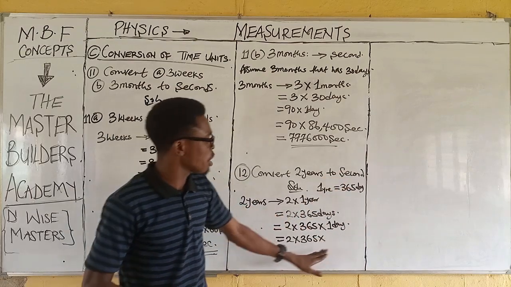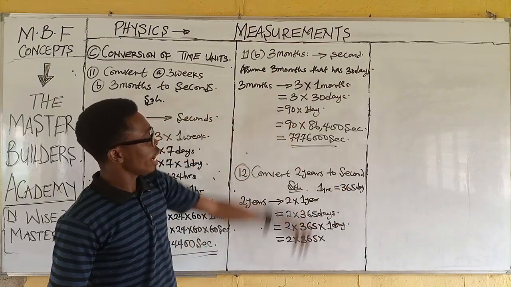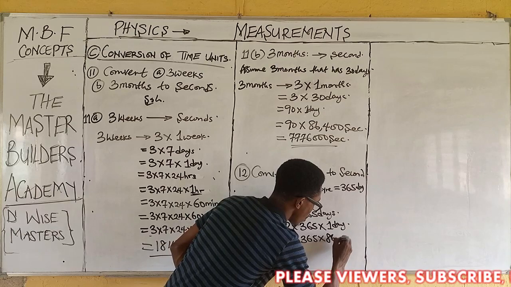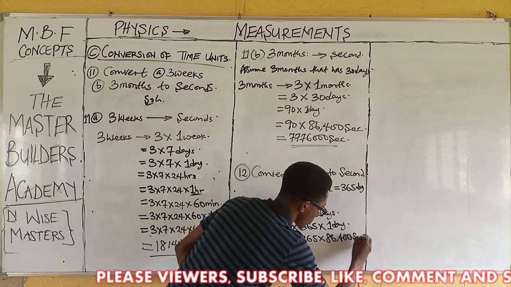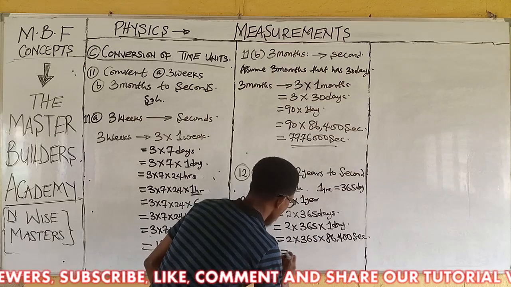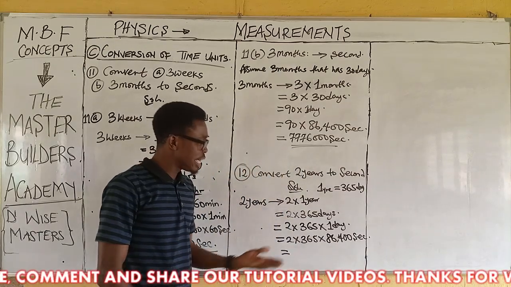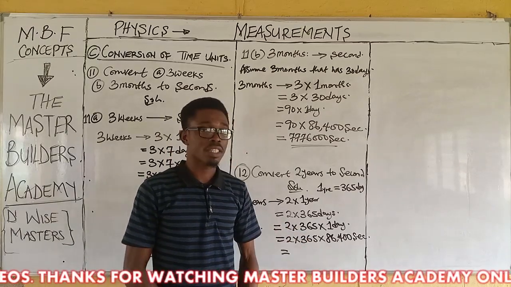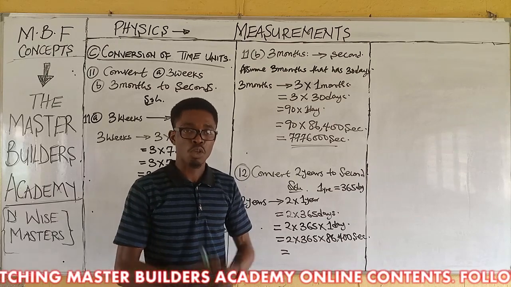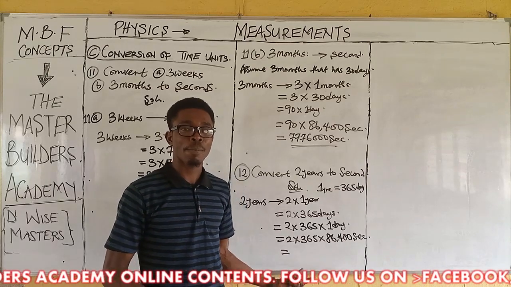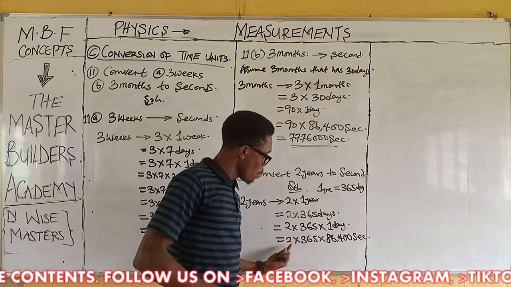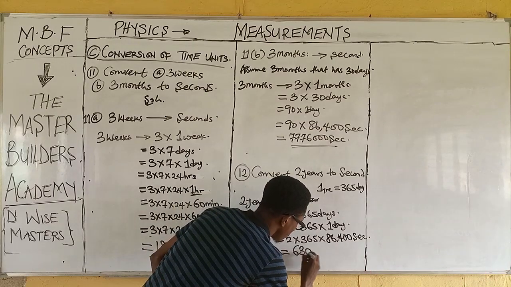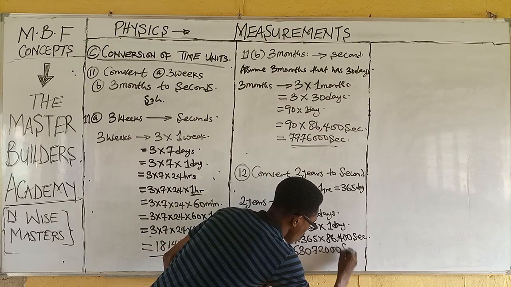But here, we want to just replace 1 day with 86,400 seconds. And this will have given us 86,400 seconds. Now we already have our 2 years in its equivalent seconds. All we just need to do is to multiply out these figures, then we will have our answer in seconds. So pick up your calculator, then multiply this. When we multiply out 2 multiplied by 365 multiplied by 86,400, we have 63,072,000 seconds.